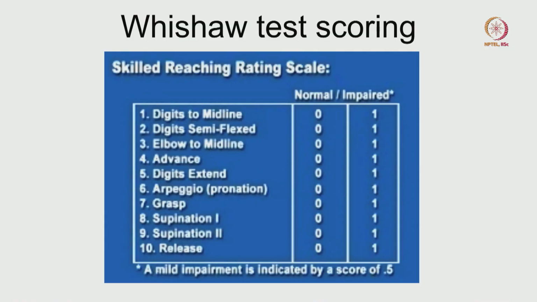This is the skill reaching rating scale. So as I said earlier, the Whishaw test has around 10 steps, where the rodent's task is pellet retrieval through a slot in the box. So the rat has to use its forelimb, pass the forelimb through that slit that is provided, and then grab the pellet and put it in its mouth. The entire behavior of this single pellet retrieval has been broken down into 10 different steps.